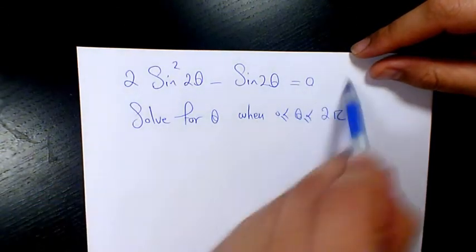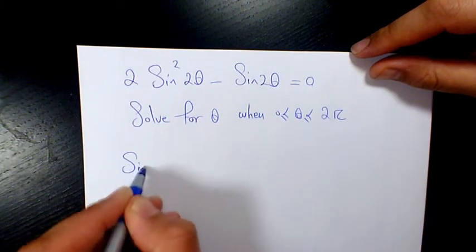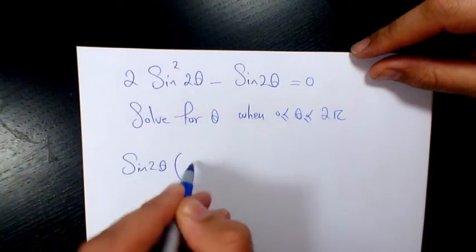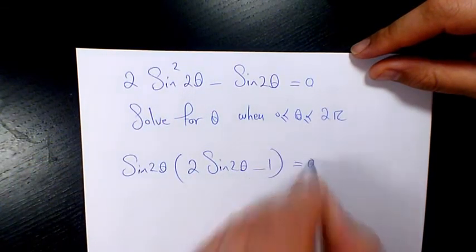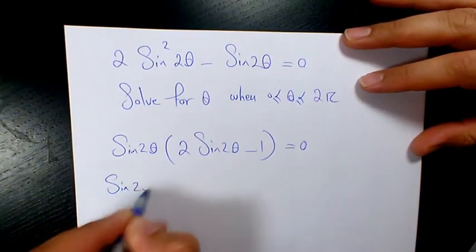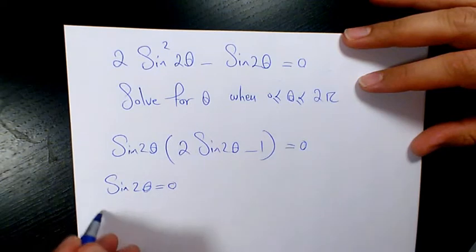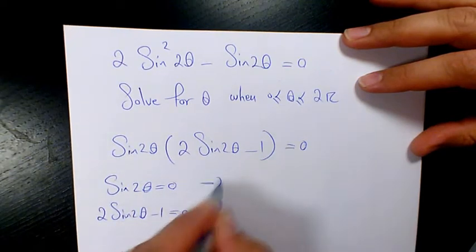First of all, I need to factor this one. I'm going to factor sine 2 theta. Then we're going to end up having sine 2 theta times (2 sine 2 theta minus 1) equals 0. Then I'm going to have two answers. One, sine 2 theta equals 0. The other one, 2 sine 2 theta minus 1 equals 0.